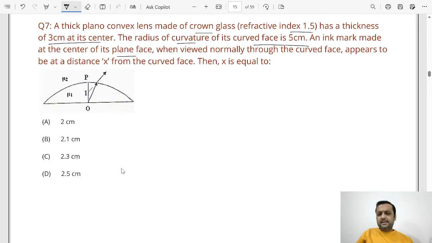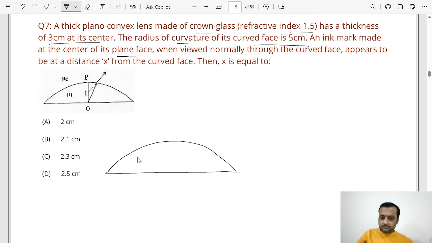Look, basically it's a question of refraction at the curved surface, or spherical surface rather. So if you imagine, let's say this is a spherical surface and this entire thing is glass. Here there is a mark and this distance has been given as 3 centimeter. Radius of curvature of this curved surface is 5 centimeter, right? And mu of this is 1.5.